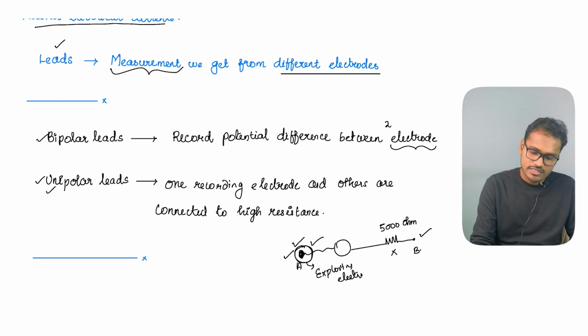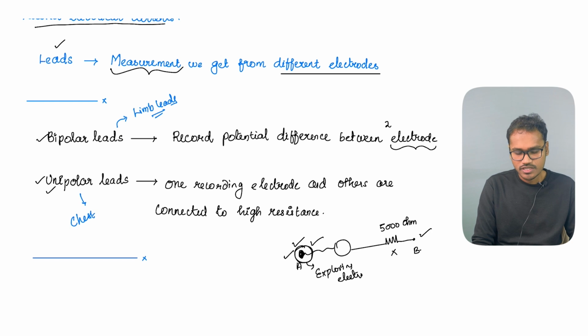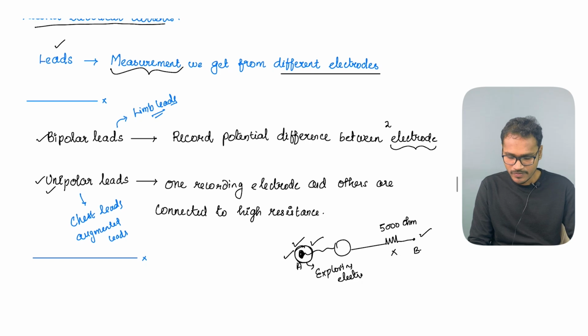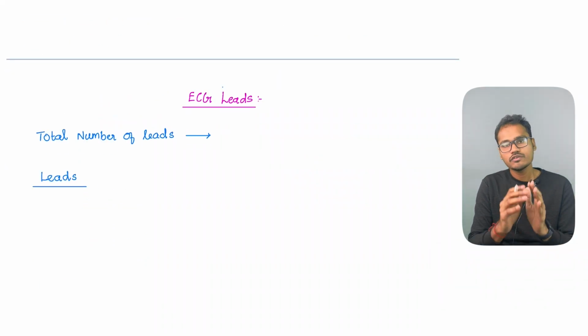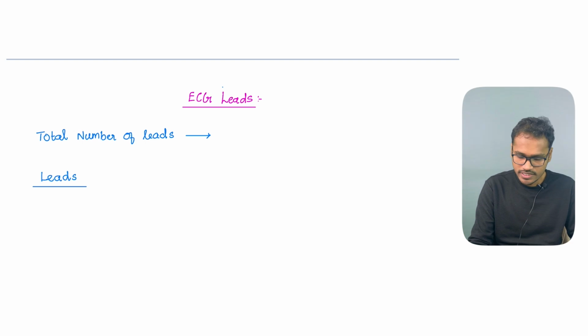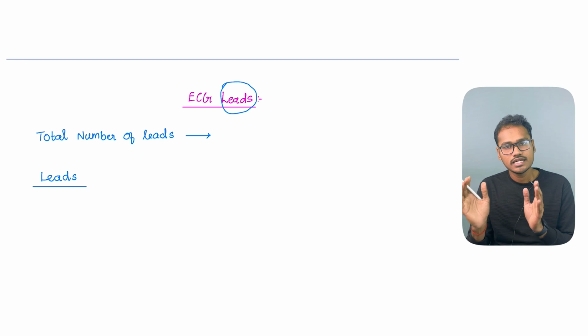Later on we will see that the limb leads are called bipolar leads. Whereas the chest leads, which we attach on the chest, are the chest leads, and the other group of leads is called augmented leads. Augmented leads are called unipolar leads. So now coming to the ECG leads. Now that we have understood electrodes, from now on we are going to talk about the leads, because all our recordings are done by the measurement between electrodes, that is the leads.